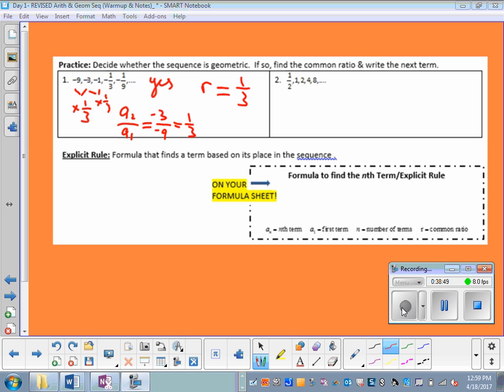Ava, so is it yes or no for the second? Did you check? No, not yet. R equals 6. It's yes, isn't it? Because you're multiplying by 2. R equals multiplying. So we have to check every single pair.